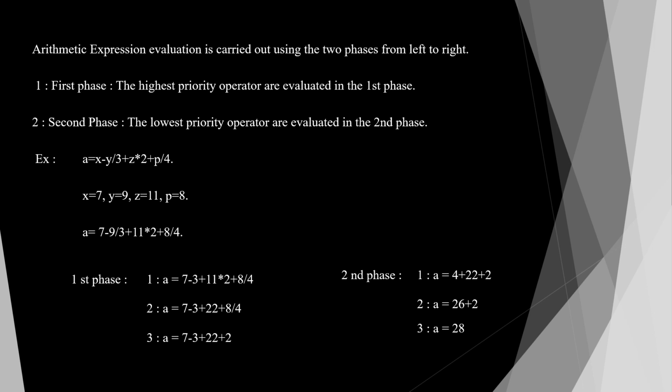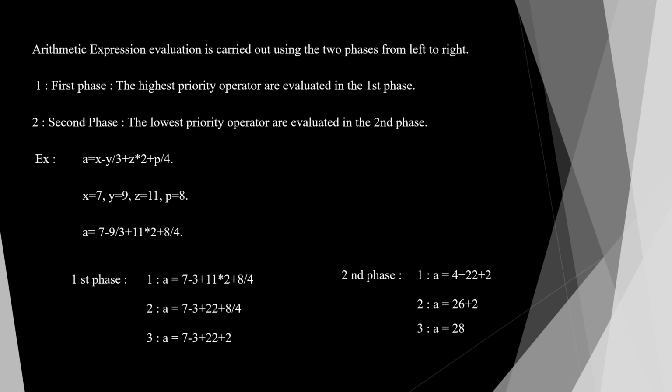So this is our expression. In the first phase, we calculate the expression depending upon the precedence of operators. The highest precedence operators here are star and slash. In our example, both are present here.